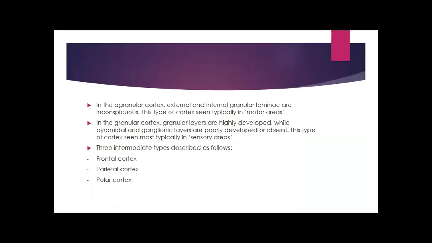This type of cortex is seen typically in motor areas, while in the granular cortex, the granular layers are highly developed, while pyramidal and ganglionic layers are poorly developed or absent. This type of cortex is seen most typically in sensory areas. Then we have 3 other intermediate types, which are frontal cortex, parietal cortex, and polar cortex.